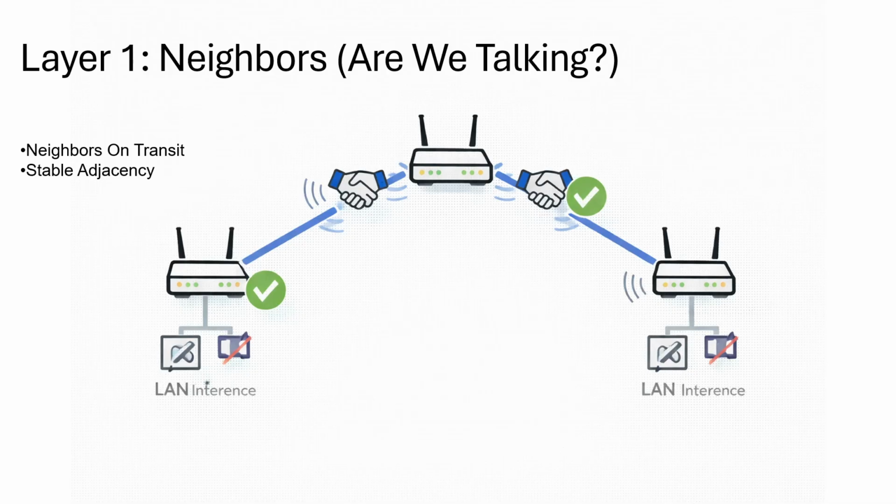Layer 1. Neighbors. First, verify neighbor relationships are on the links where you expect them, because if neighbors aren't forming, nothing else matters. Conceptually ask, do I have neighbors on the transit links? Are they reaching the expected stable state for adjacency? And the big rule: no neighbors equals no OSPF exchange and no routes.